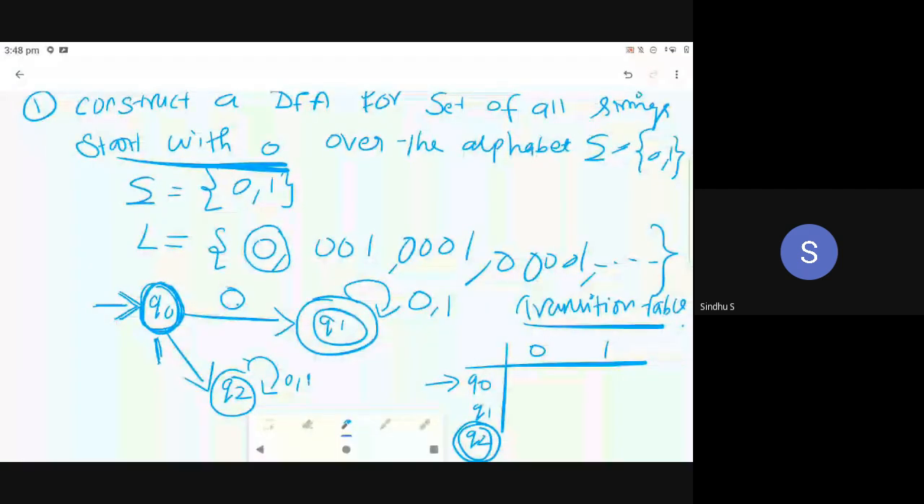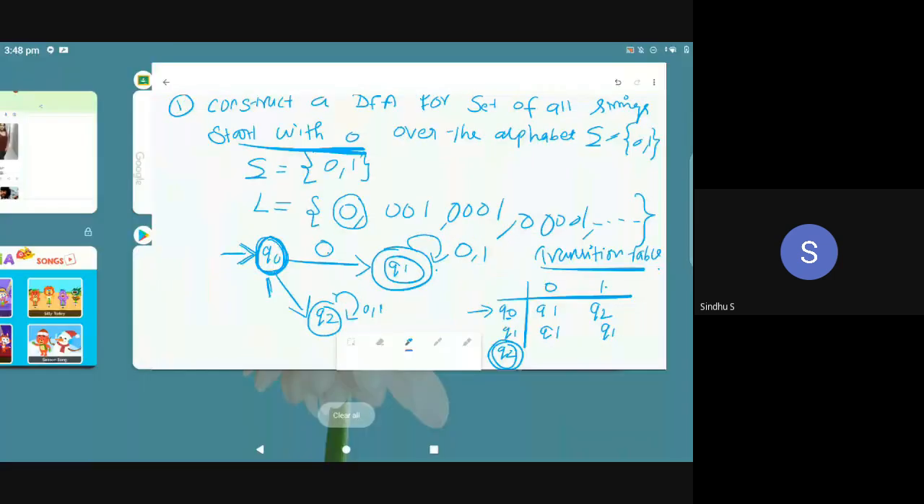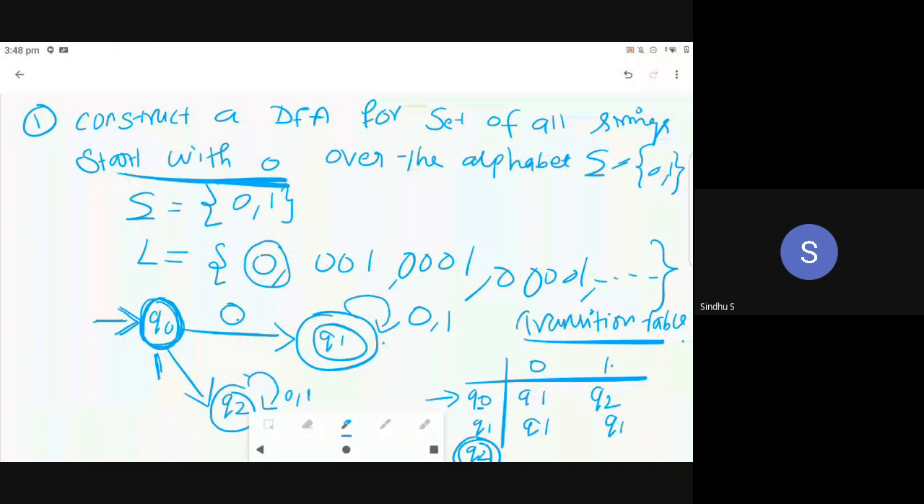In Q0 when you apply 0, what was the next state? Q1. In Q0 when you apply 1, what was the next state? Q2. In Q1, whatever the input may be, the machine will remain in the same state, Q1. In Q2, when you apply 0 or 1, it will remain in the same state, Q2.